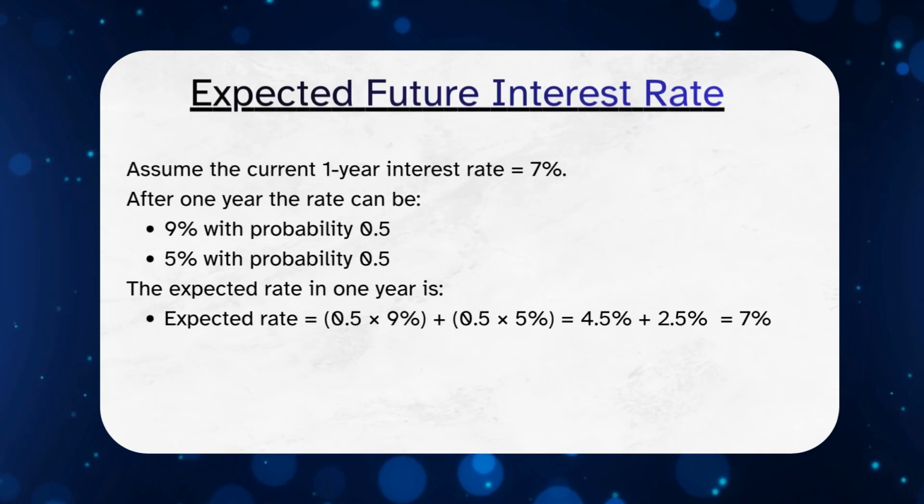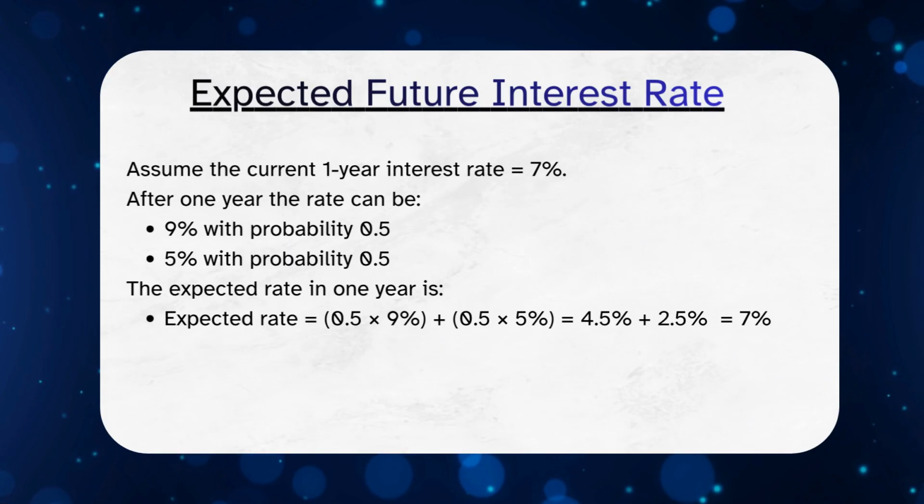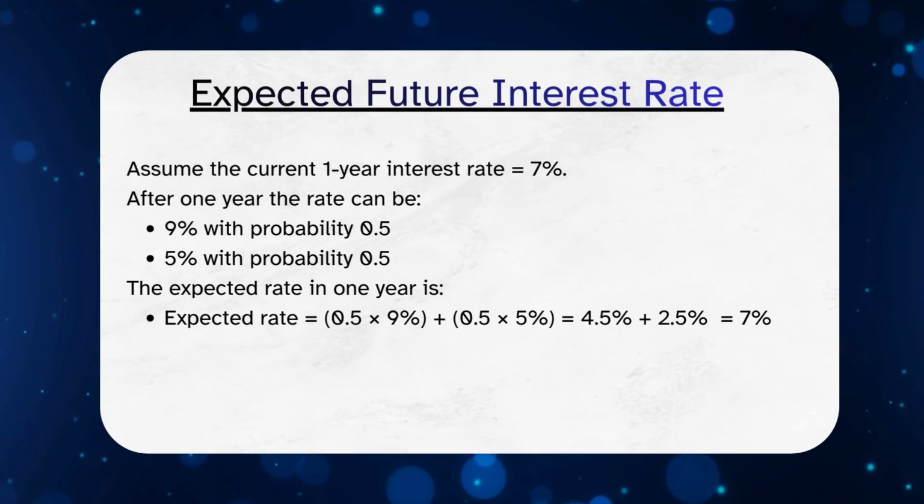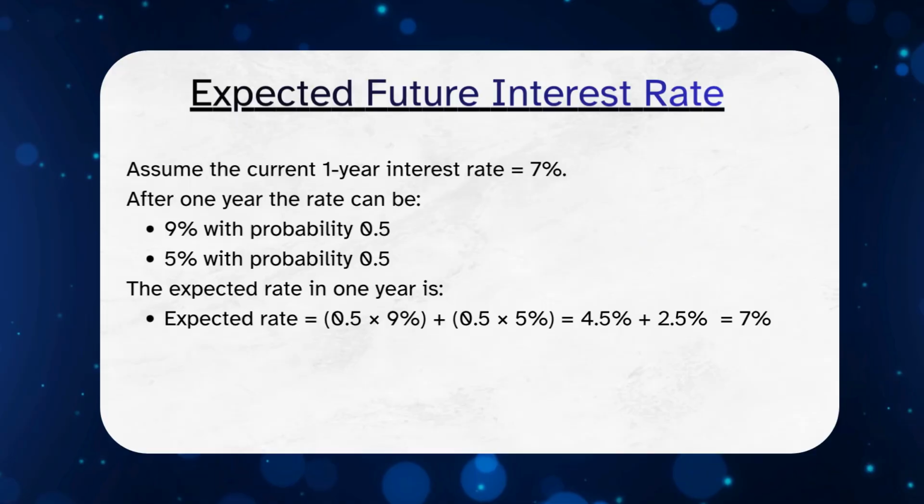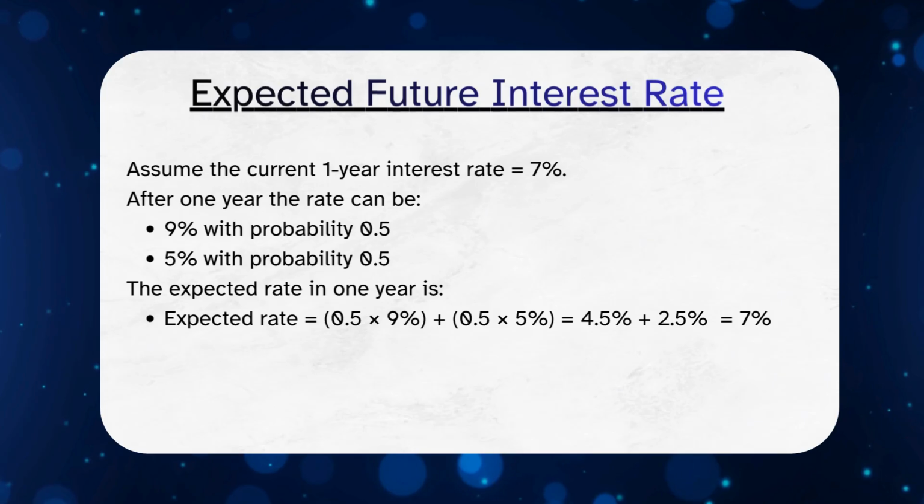Next, let's calculate the expected future interest rate 1 year ahead. Suppose the current 1-year interest rate is 7%. After 1 year, the interest rate could increase to 9% with probability 0.5, or decrease to 5% with probability 0.5. The expected interest rate is 7%. Notice that the expected rate is equal to the current rate. This confirms that the tree is risk neutral.